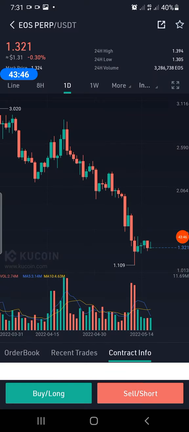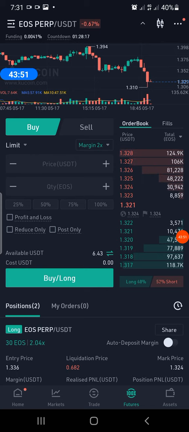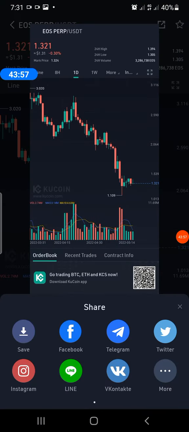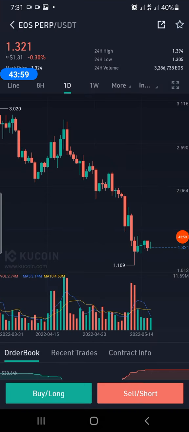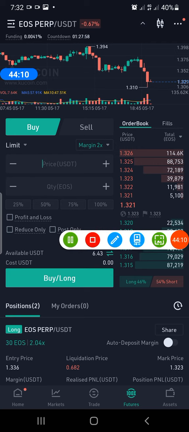So you can go back. From here you can also make a screenshot of this trade. This is where I got the screenshot. Here, you can also start the market.